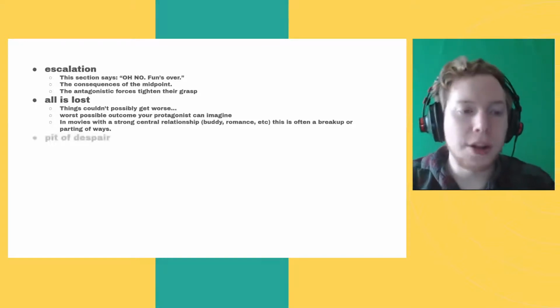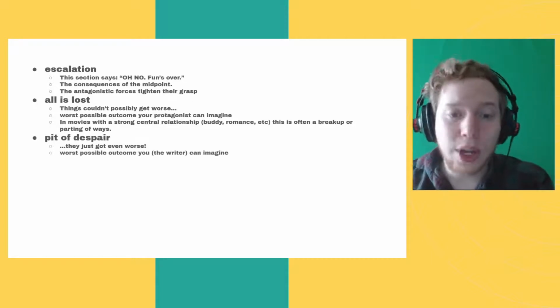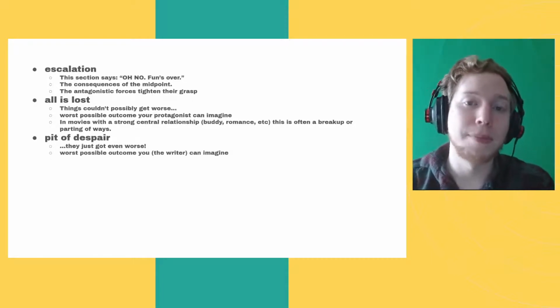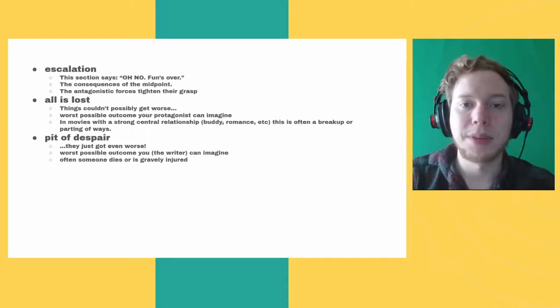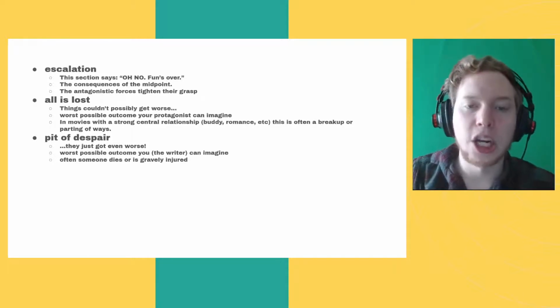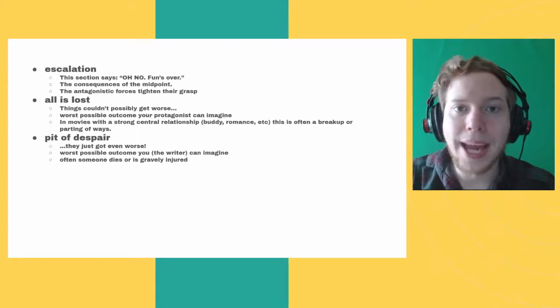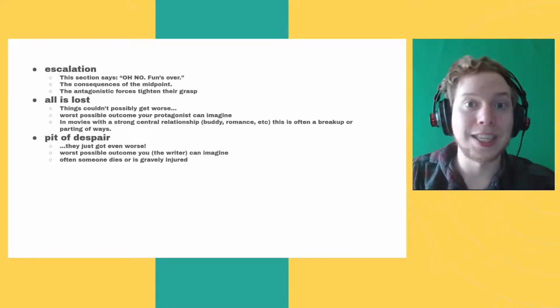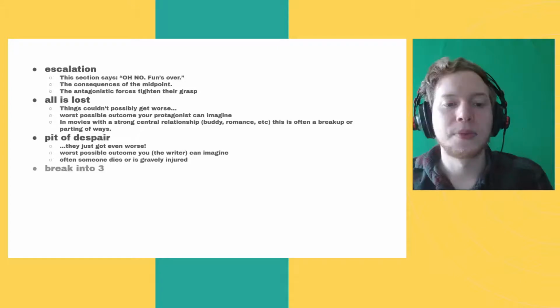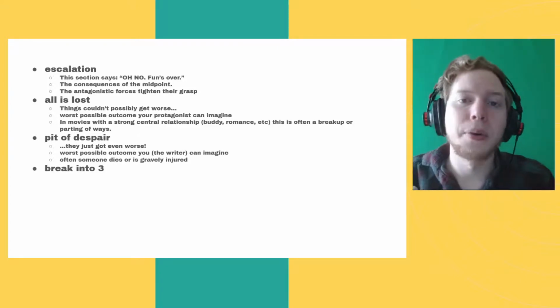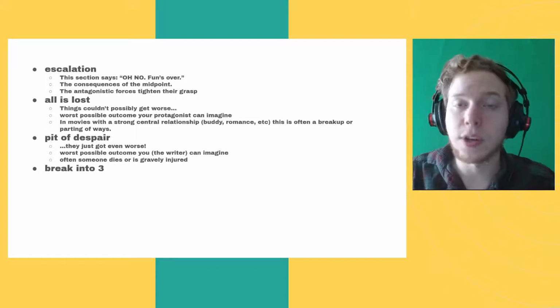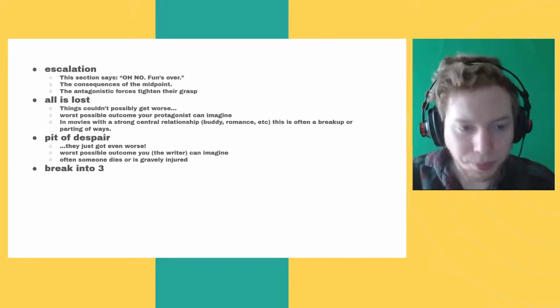And then that's followed by this pit of despair where things in fact do get even worse. It's the worst possible outcome that you can imagine as the writer. And this is where, for instance, the killer not only is still at large, but they move in and they kidnap the main character's kid. Something even worse. And this can be a character dies or is gravely injured. It doesn't have to be, but that's just an easy shortcut to find the thing the character cares about the most and make sure it is in direct jeopardy.